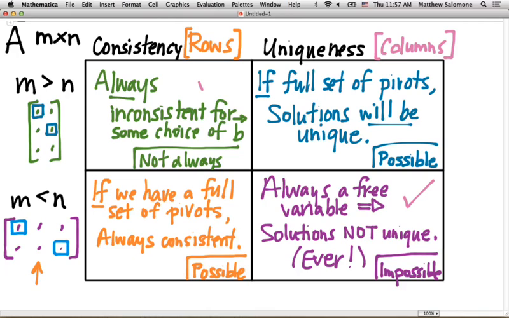And meanwhile, on the other side of the table, if I'm taller than I am wide, if I'm overspecified, then that system of equations can never be consistent for all choices of right-hand side. We can always pick some right-hand side vector that will make it an inconsistent system of equations. So those are the two where we can always say something really strong. That a tall system is always going to be inconsistent for some choice of right-hand side, and a wide system will never have unique solutions.